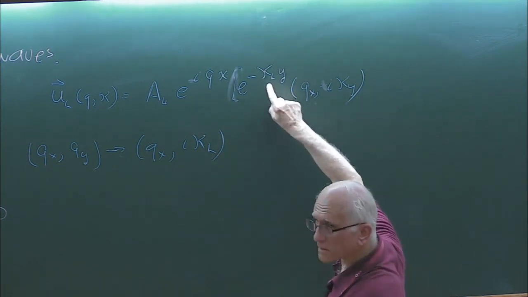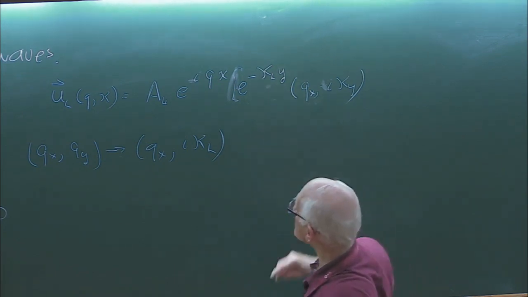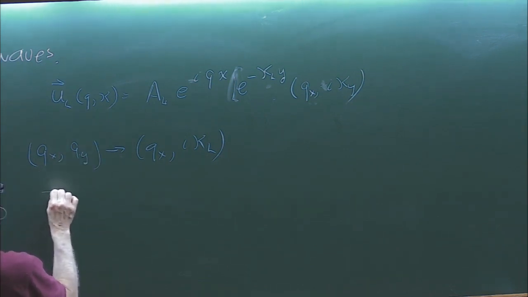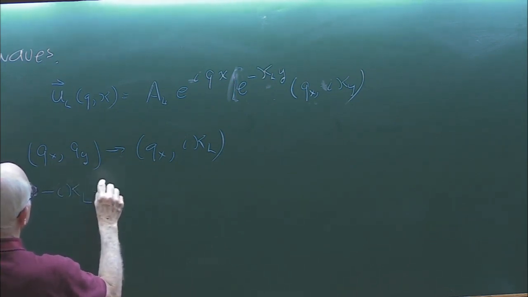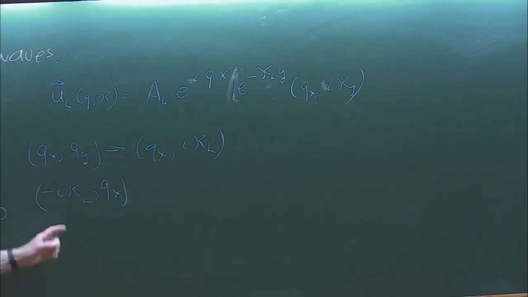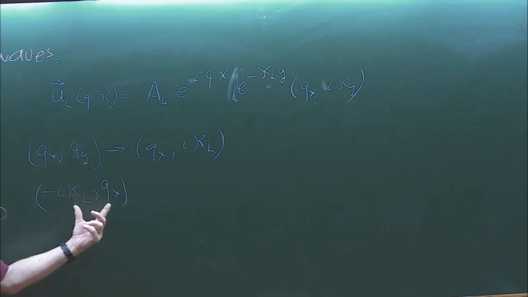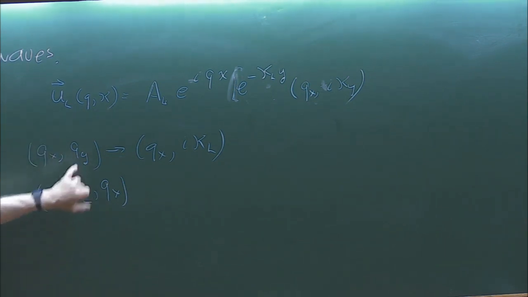But this κ_L depends on omega and q. So our game is going to be that we use this and the associated transverse part, where we will have here (-iκ_L, qx). So if I were talking about the bulk where both qy and qx are real, this is the vector that's perpendicular to that one. So this is the transverse part. It has a component which is perpendicular to the vector, but now I've replaced the qy by an iκ transverse.